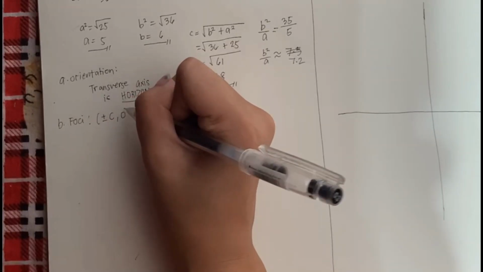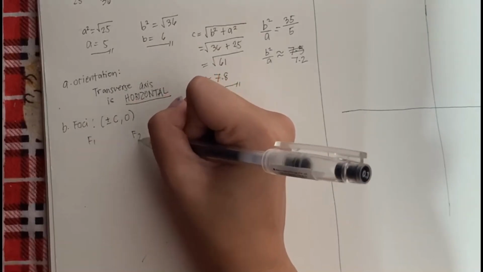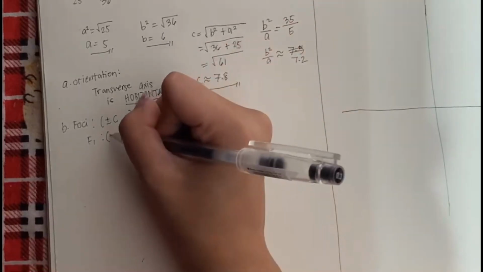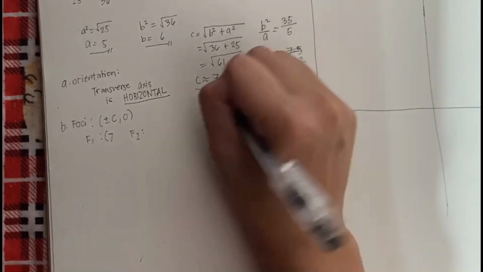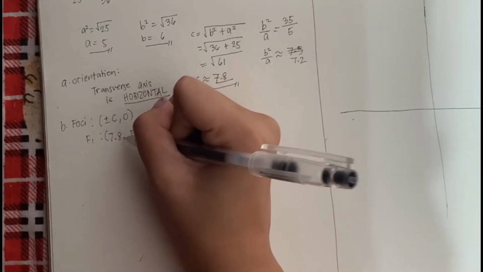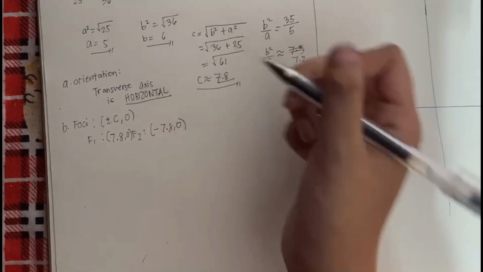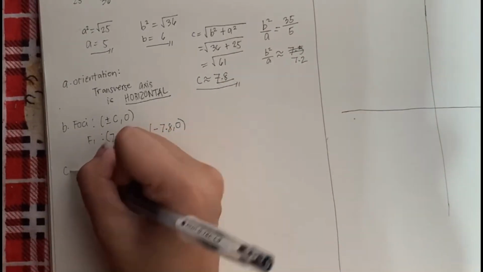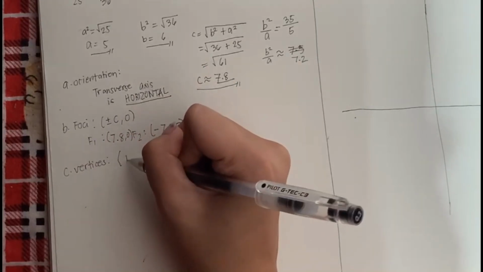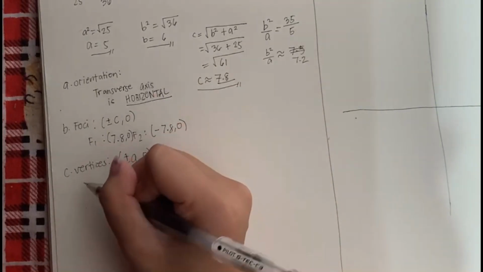So the formula is positive and negative c and 0. So again, you have to substitute to get F1 and F2. As you can see, the c is 7.8, so that will be 7.8 and 0. And the other is negative 7.8 and 0. So the next step would be to find the vertices, and the formula is positive and negative a and 0.